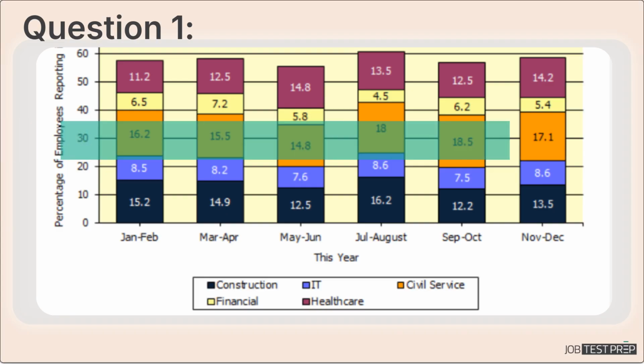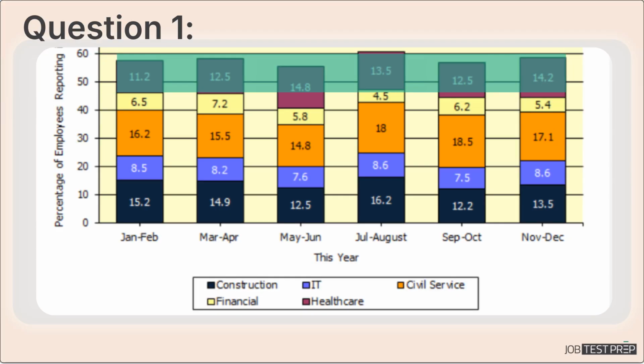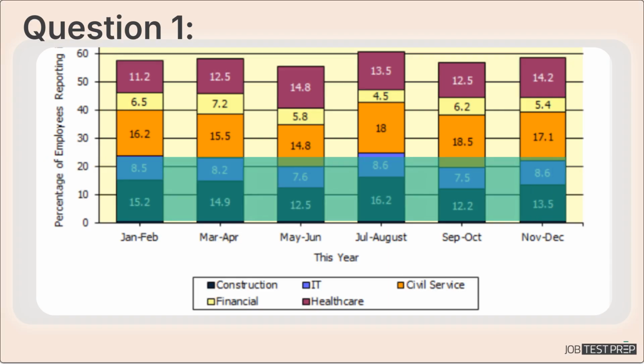The chart shows that the civil service sector consistently has the highest percentage of sick reports, about 15% to 18.5%, while the financial sector has the lowest, about 4.5% to 7.2%. Healthcare shows more fluctuation, peaking in May-June, while construction and IT remain relatively stable throughout the year.